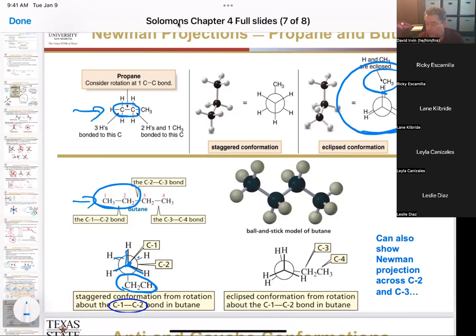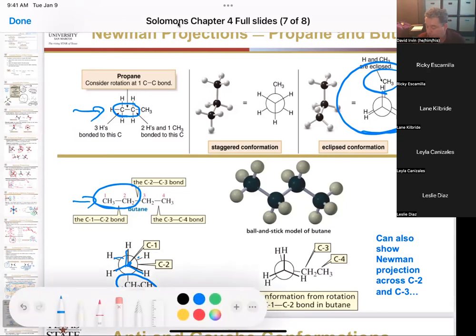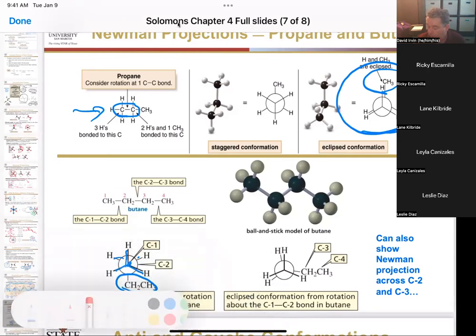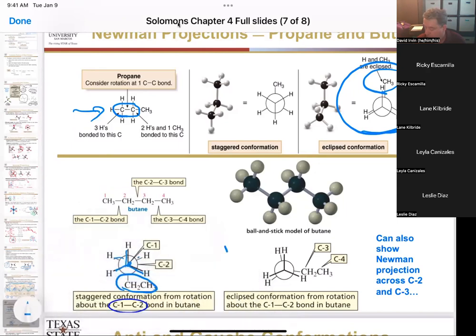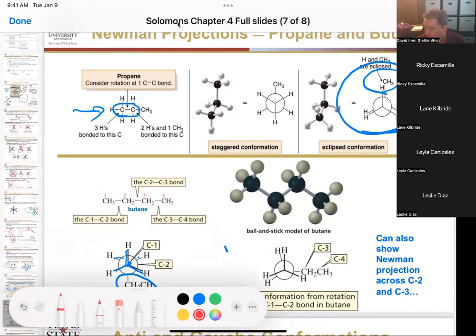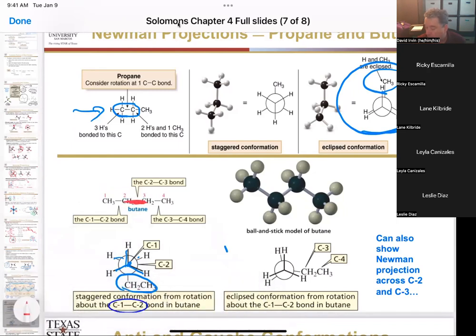If I told you to draw it between the 2 and the 3, that means we're trying to get to red here. I want the perspective down this bond, which means we're going to have a methyl group on the front and a methyl group on the back. So it's going to be different.